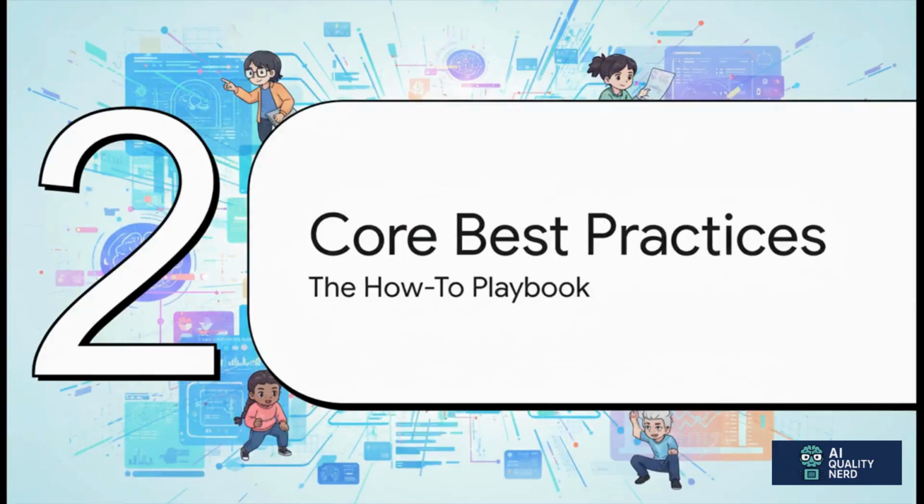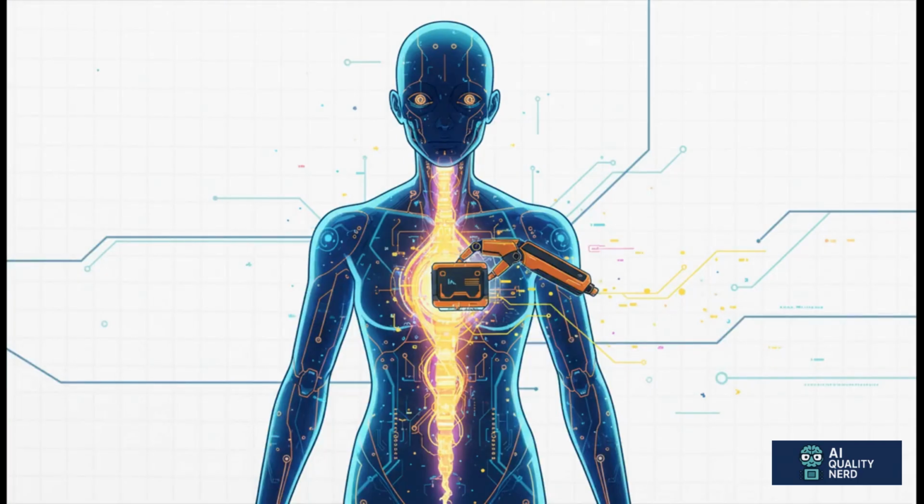Okay, so we've laid out the problems. Now for the good part, the solution. This brings us to the core playbook, the real how-to guide for taming this complexity and building AI you can actually count on. And the entire playbook, all of it, is built on one single, super powerful concept: distributed tracing.